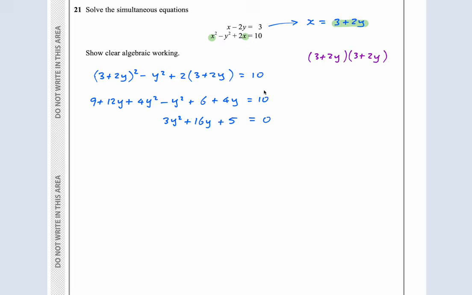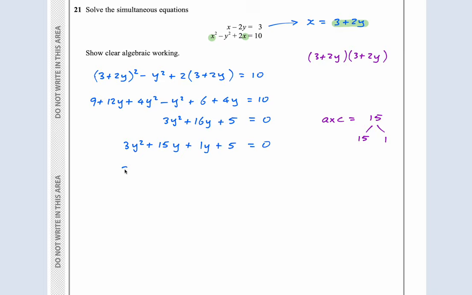Okay, now this is a quadratic, which we need to factorize, guys. I'm going to do it the same way I did just the previous question there. I'm going to say a times c is equal to 15. That's my 3 times 5. Then factors of 15 that give me 16, well, that's just going to be 15 and 1. So I break this into 3y squared plus 15y plus 1y plus 5 equals 0.